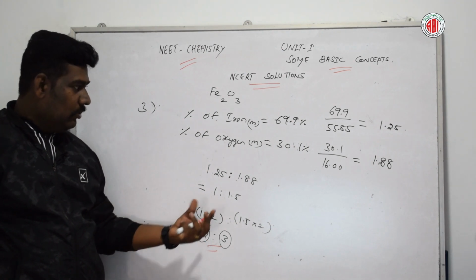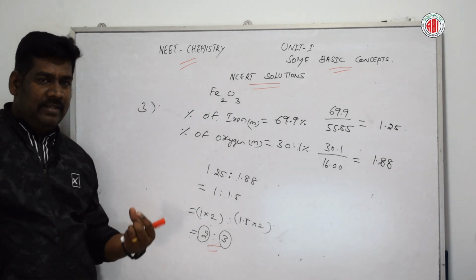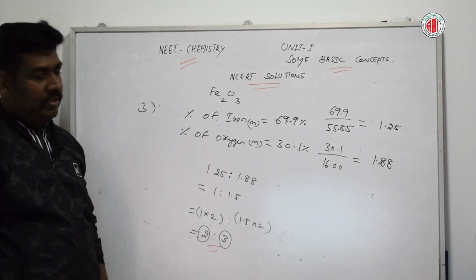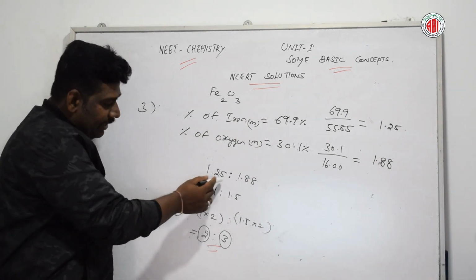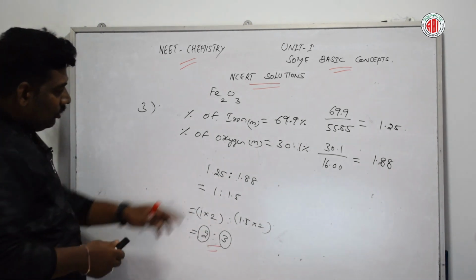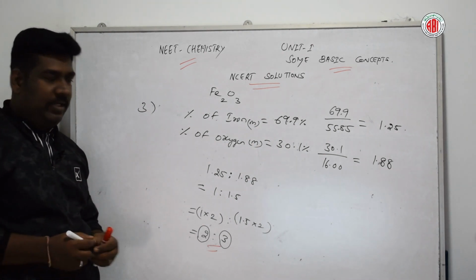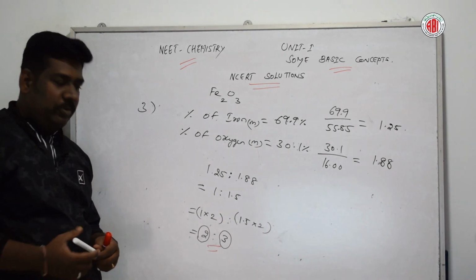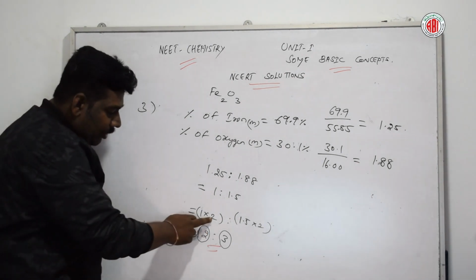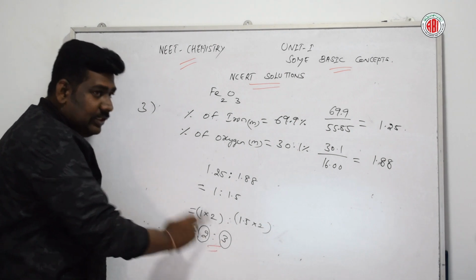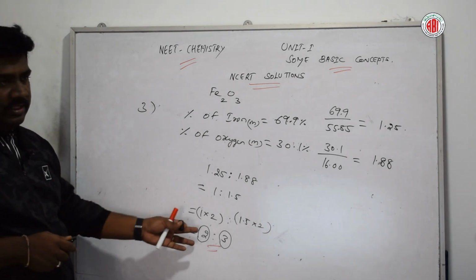Yes, so we have got the percentage of iron by mass and the percentage of oxygen by mass. Now the simplest ratio for iron and oxygen is 1.25 is to 1.88. This could be written as 1 is to 1.5. Whenever we get a value in decimal form, we multiply by 2 to get whole numbers. That is the reason 1 into 2 is to 1.5 into 2, that is 3. So 2 is to 3 is the ratio we have got.